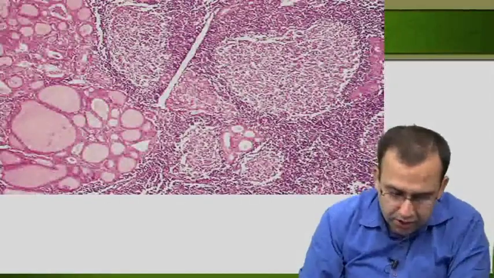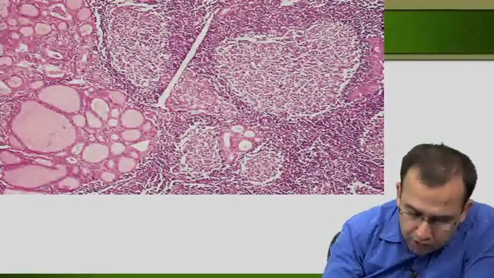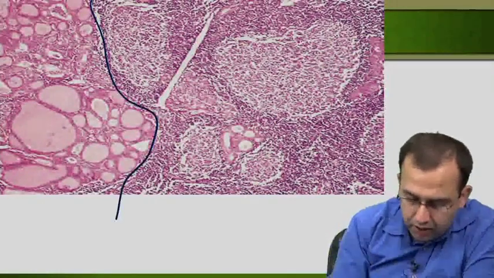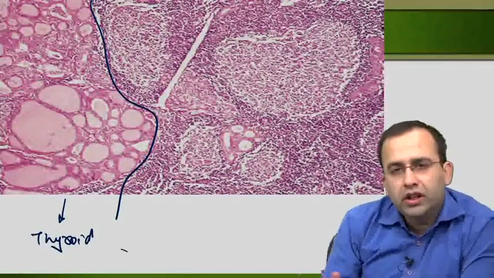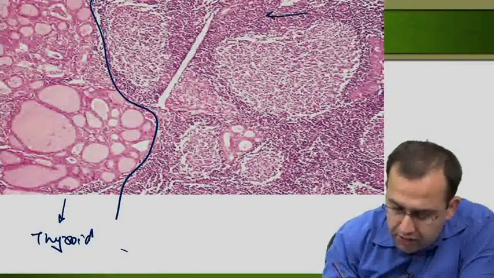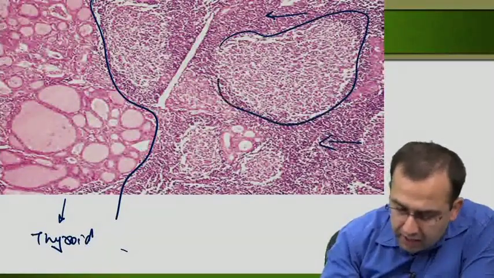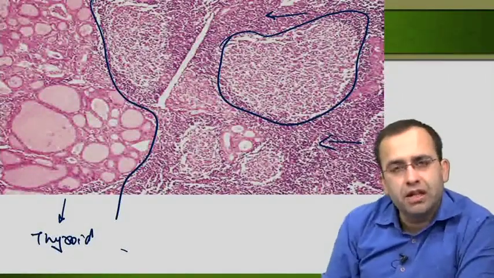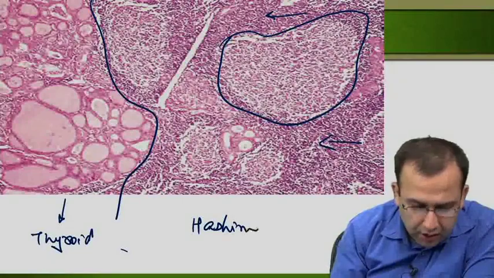Next, diagnosis. Again, first identify the parent organ. What you see here is the presence of thyroid. This is thyroid. On the right hand side, we see the presence of dense lymphocytic infiltrate with well defined lighter areas, that is the germinal centers. Diagnosis, Hashimoto's thyroiditis.